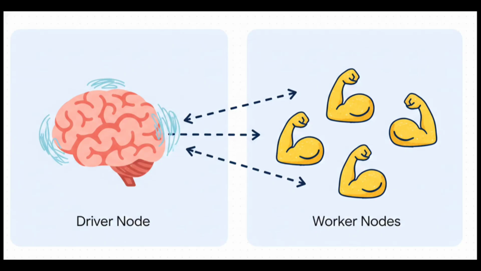Now, what's really cool is this brain versus muscle analogy on the slide here. Every single cluster has one driver node. That's the brain. It acts like a project manager. It looks at your code, figures out a plan of attack, and then starts handing out tasks. And then you've got the worker nodes. That's the muscle. They're the team that actually gets those assignments and does all the heavy lifting.